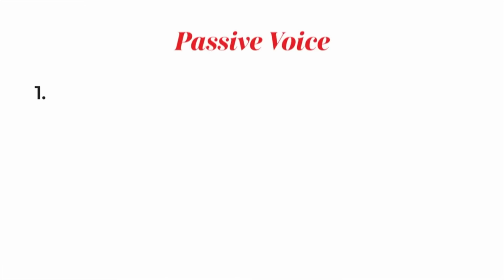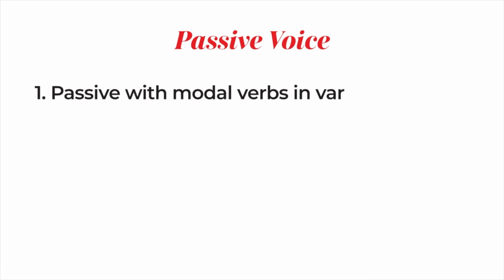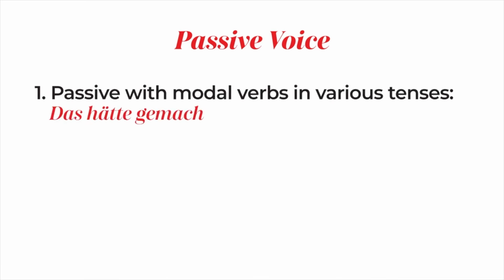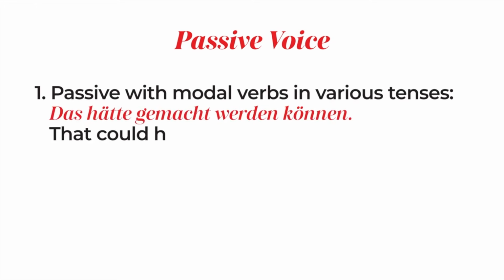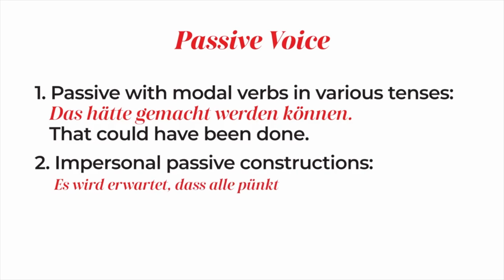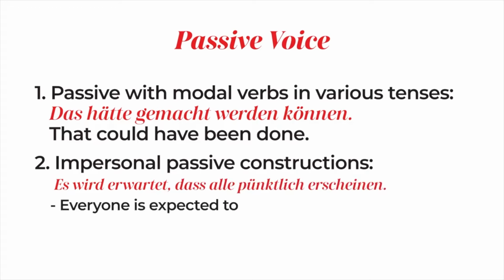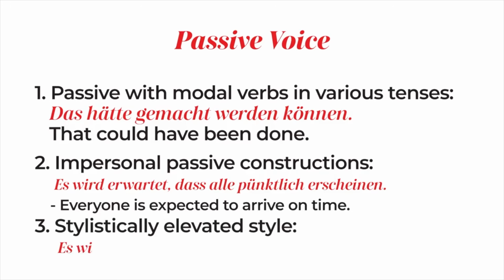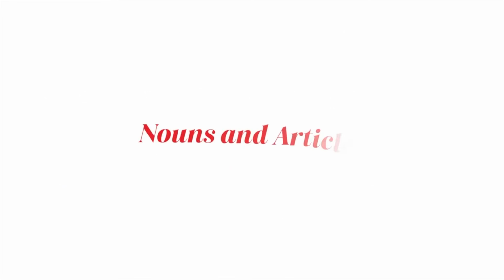Passive voice. Specifically passive voice with modal verbs in various tenses. Das hätte gemacht werden können. That could have been done. Impersonal passive constructions. Es wird erwartet, dass alle pünktlich erscheinen. Everyone is expected to arrive on time. Literally, it is expected that everyone arrives on time. Stylistically elevated style. Es wird angenommen, dass. It is believed that.